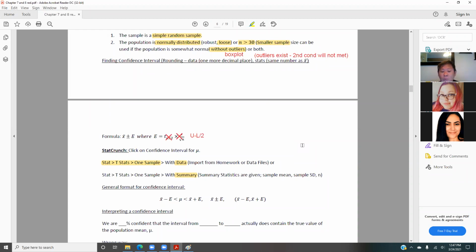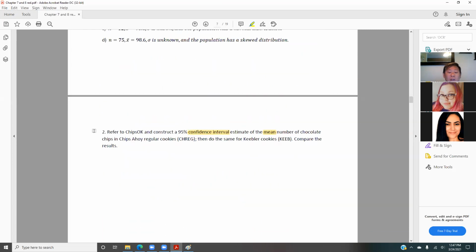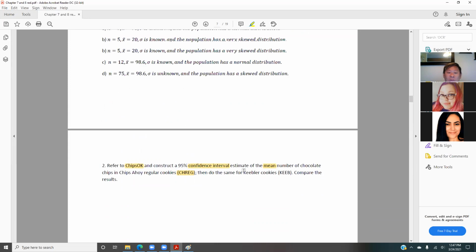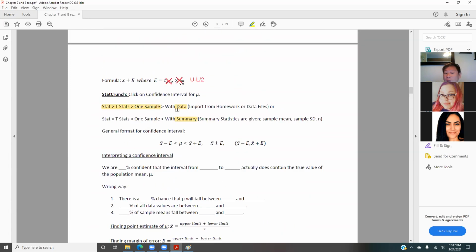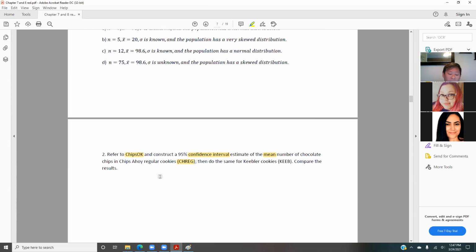What is With Summary? Summary means that the question gives you the summary statistics like the sample mean, the standard deviation, the n, and so on. So make sure you know which one is which. For example, if you read question 2, this one comes from the data called chips. So that's the reason why you have to use the first option, because it comes from the data file. Anything that has data, all the numbers in there, you use the first option.